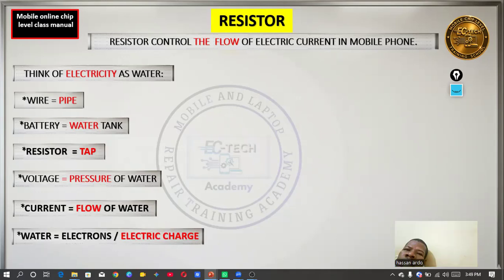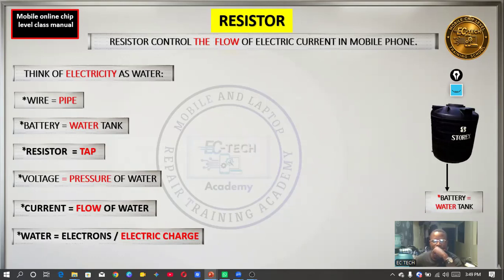Now, this is a tank. We represent it as a battery. So the battery is like a tank that stores charge. When you are charging your phone, what you are trying to do is store the energy. So the battery is like a tank whereby we store water inside it. After that, we make use of it little by little. When it's about to finish, we refill it back again. We pump it back again.